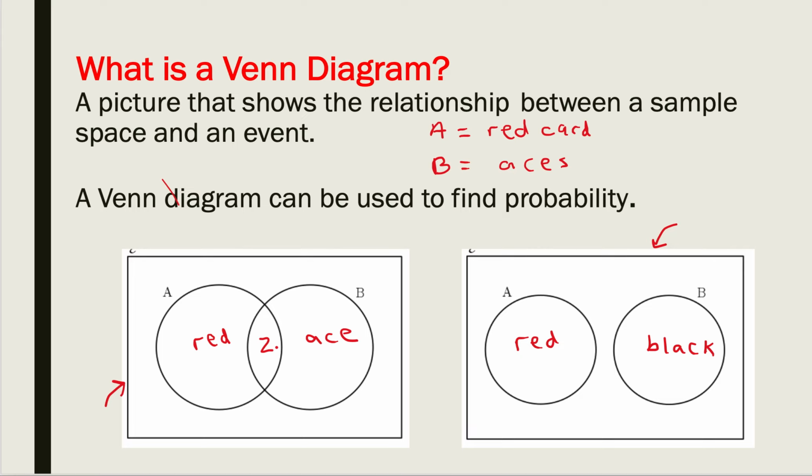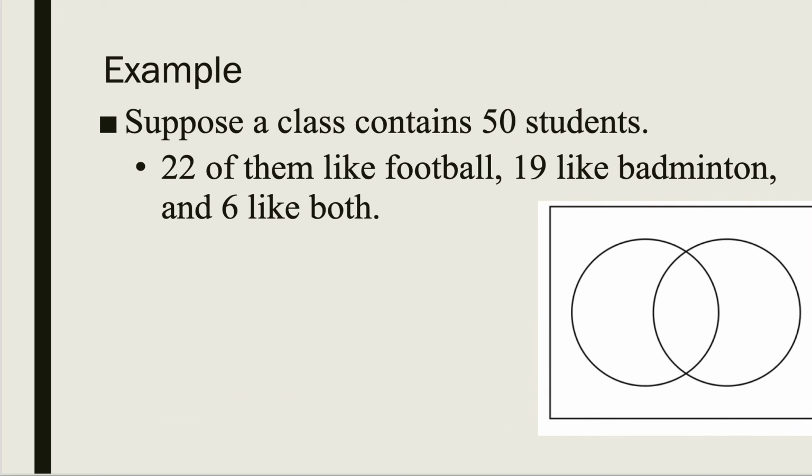So the Venn diagram shows that relationship, whether the events are completely separate or whether there's an intersection between the outcomes. And we can use that Venn diagram to find probability, which is what we're going to work on in this section. All right, so I want to start by looking at an example, and let's be sure that we can take our data and actually put it on a Venn diagram.